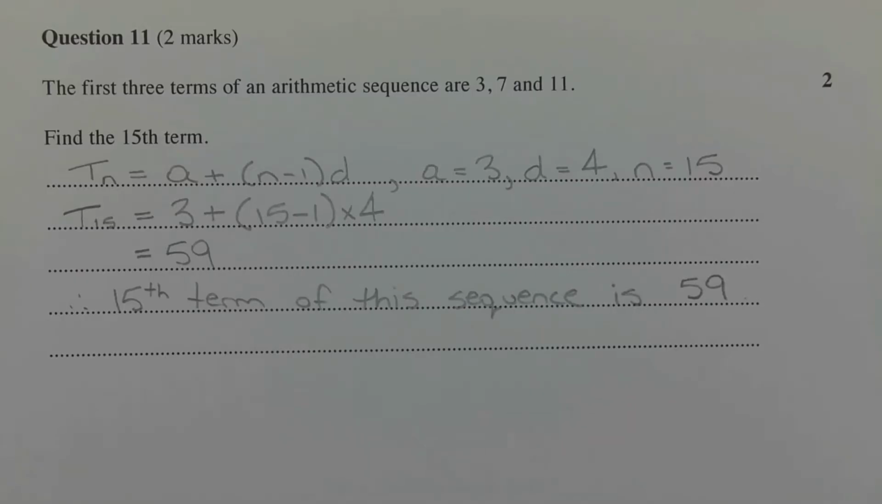So substituting those values into this formula, we have T15, or the 15th term, is equal to 3 plus 15 minus 1 in brackets times 4, which evaluates to 59. Therefore, the 15th term of this sequence is 59.